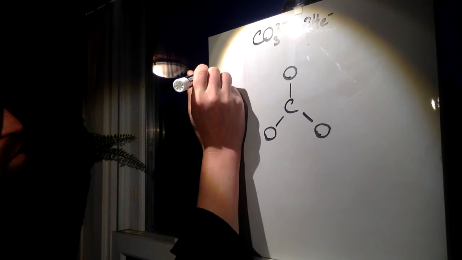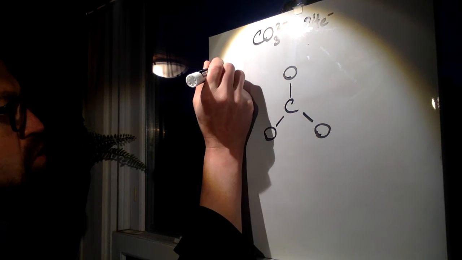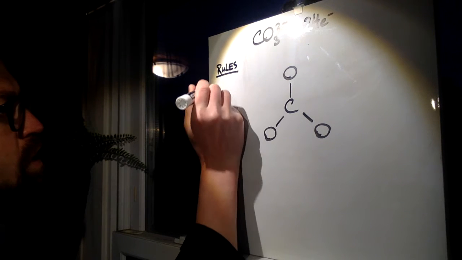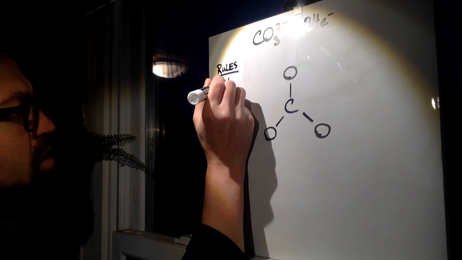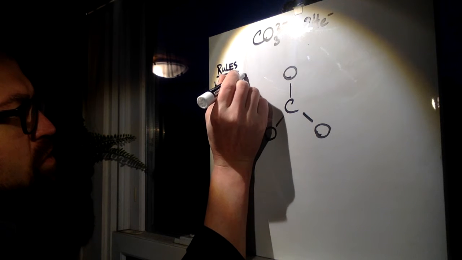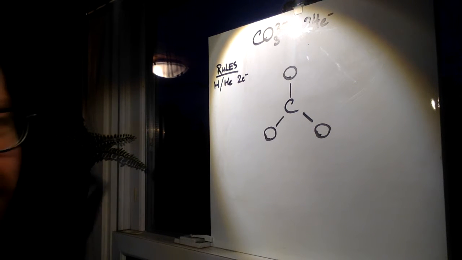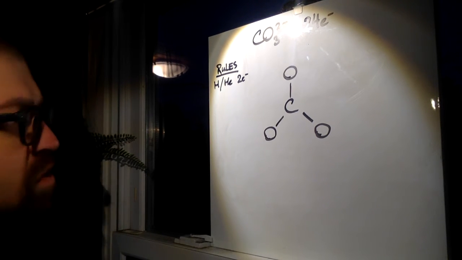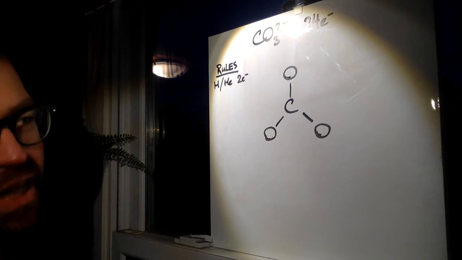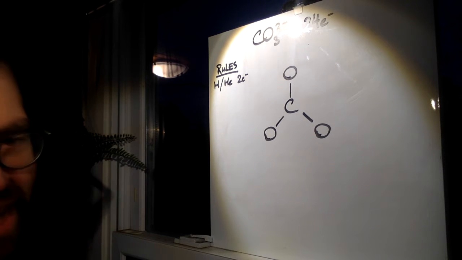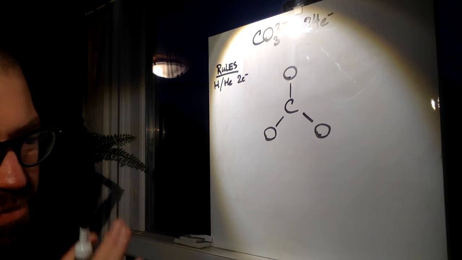So we should put some rules here, right? Hydrogen and helium can only fit 2 electrons, right? That should be intuitive because that's the first energy level. All the second energy level elements can only fit a maximum of 8. But there are some exceptions to this.